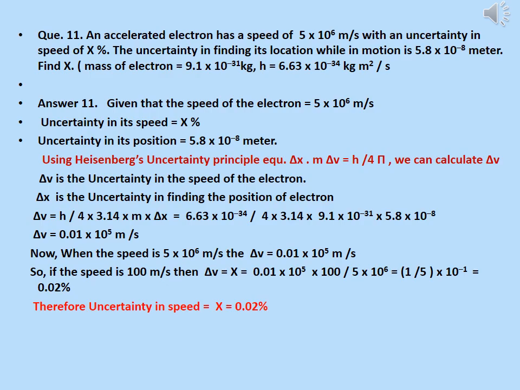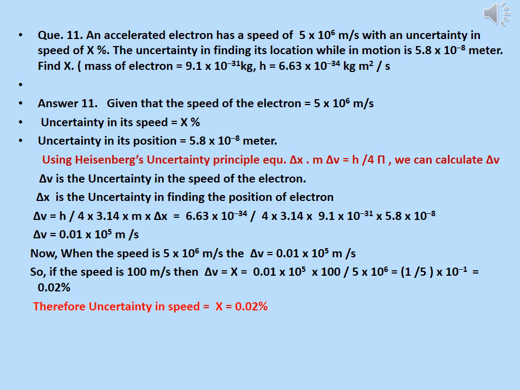This problem is also based on Heisenberg's uncertainty principle, but with a slight twist. Once we find out the uncertainty in velocity, we need to find out the percentage uncertainty in velocity. That's it. So, given that the speed of the electron is 5 into 10 power 6 meter per second and the uncertainty in its position is given as 5.8 into 10 power minus 8 meter. Planck's constant value is given, mass of the electron is given. Let the uncertainty in its speed be x percent.